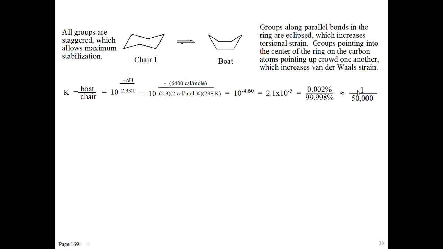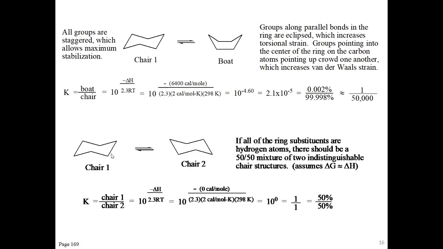So even though it's a tiny amount, it's going back and forth really quickly. If we look at the 2 chairs, it's even easier because the 2 chairs are equal in energy. There is no difference, so delta H is 0. 10 to the 0 is 1. Okay, so we have a 50-50 ratio of these 2 guys if everything is hydrogen.